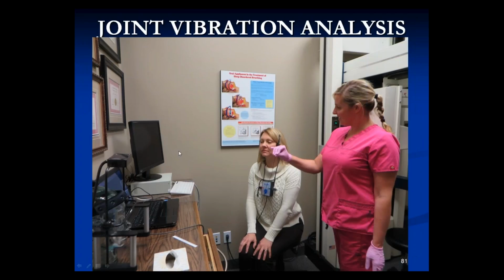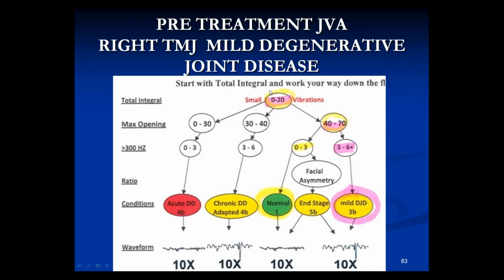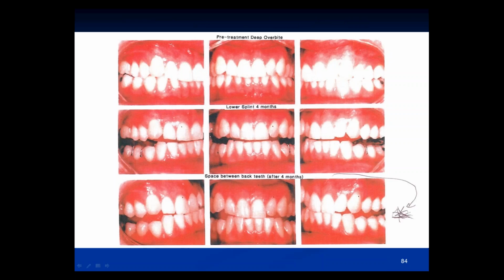I love it. It's joint vibration analysis. It tells me exactly what's going on in each condyle. I know what's going on there and there by doing this simple little test. Okay? So the vibrations on the right were 15. The vibration on the left were 16. And we did a little test in the jaw, and the one side ended up normal, and the other side was mild degenerative joint disease, which means she's got a displaced disc.